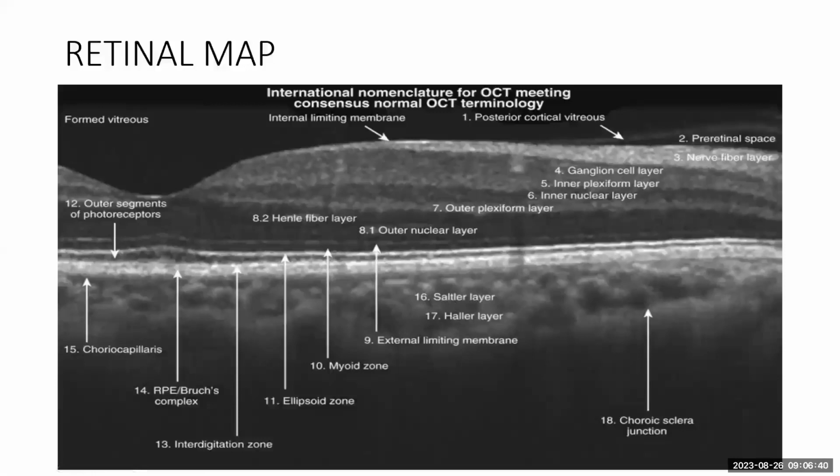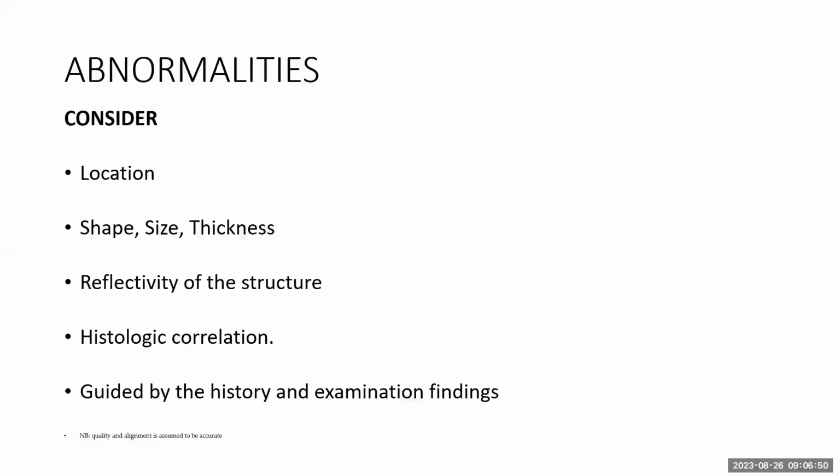bearing this in mind, we'll now go to the abnormalities, and I want us to think along what is normal while thinking about what is abnormal. For abnormalities, the considerations we have to look at are the location of the abnormality, that is, the location in the neurosensory retinal tissue or interface where the abnormality occurs, the size of the abnormality, the shape, and the thickness of the retinal layer of interest at that point. And the reflectivity of the structure, being that you're using a laser light.